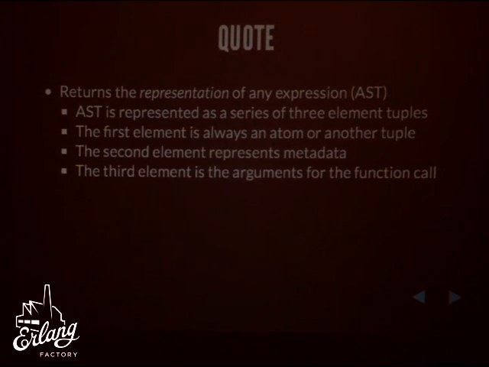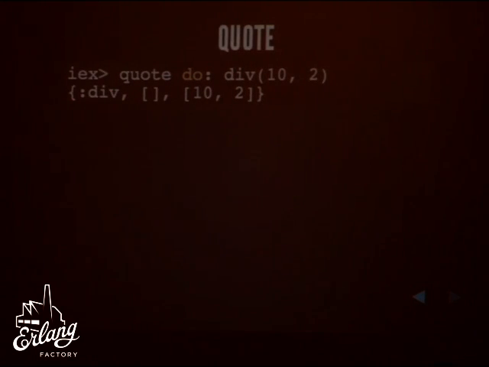So quote, as we saw earlier, gives us back the representation of any expression, and that's the Elixir abstract syntax tree. And the AST is represented basically as a series of 3-element tuples. So all Elixir code that you write is always a series of 3-element tuples. The first element is an atom, usually representing a function call to perform or another 3-element tuple. Second element is metadata, and the third element is basically the arguments to pass to the first element, which is the function call, and that's it. So everything you compose in Elixir boils down to a 3-element tuple, and we'll use that in our examples going forward. And here's a couple examples.